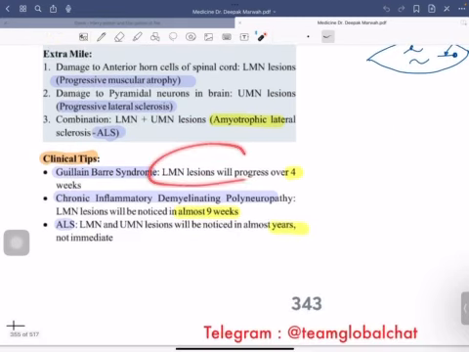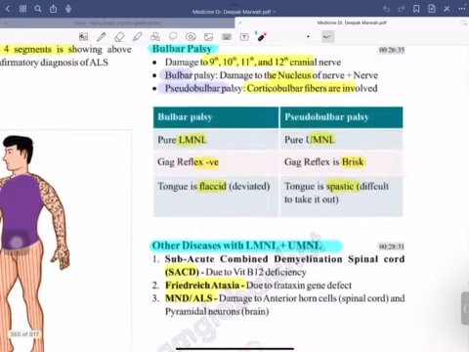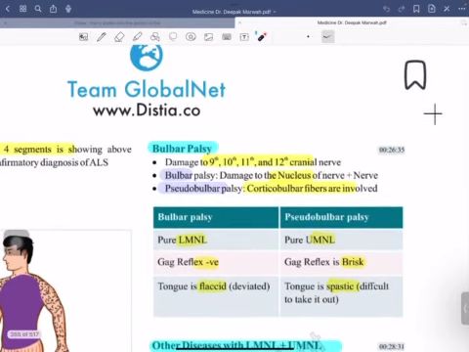Then there is mild damage to the anterior horn cells, like in lower motor neuron atrophy, lateral sclerosis, ALS. In GBS, the lower motor neuron lesions will progress over 4 weeks. CIDP takes almost 9 weeks. ALS takes years to develop. Now, bulbar palsy can occur where damage to 9, 10, 11, 12 nerves happens. Because of this, the patient can't eat, drink, swallow, talk.